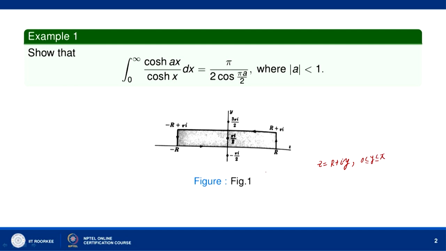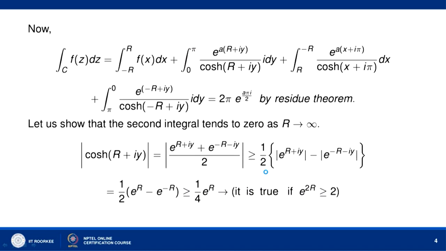So we will put that here: e^(az) upon cosh z, that is e^(a(r+iy)) over cosh(r+iy), and when z is r plus iy, we have dz equal to i dy. So we put i dy here, and y varies from 0 to π.